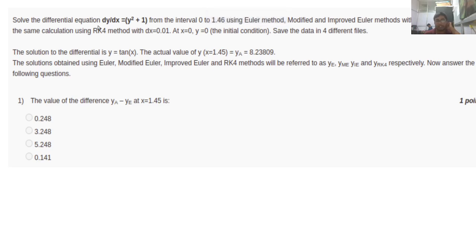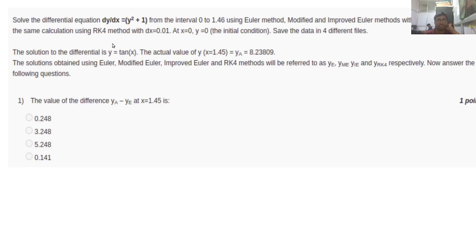Solve the differential equation dy/dx equals 1 plus y squared over the interval 0 to 1.46 using the Euler method and the modified and improved Euler methods, with dx, the interval in the x direction or more generally in the independent variable, being 0.001. Then carry out the same calculation using the Runge-Kutta 4 method with dx being 0.01. The initial condition is given as y equals 0 at x equals 0.